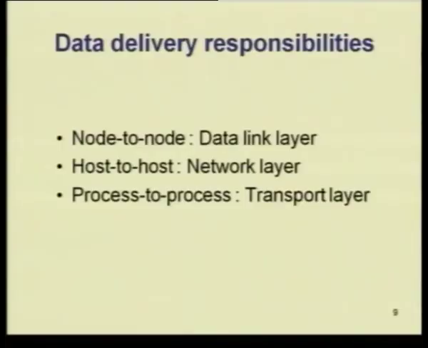So now if you look at general data delivery responsibilities in terms of node to node, host to host and process to process, who is responsible for data delivery? Node to node data delivery responsibility is with the data link layer. Host to host, going from one node on one network to another node on another network, the data delivery responsibility is with the network layer. We have already seen how the IP protocol handles this. Then process to process is what is handled by the transport layer. So note the difference between these three.